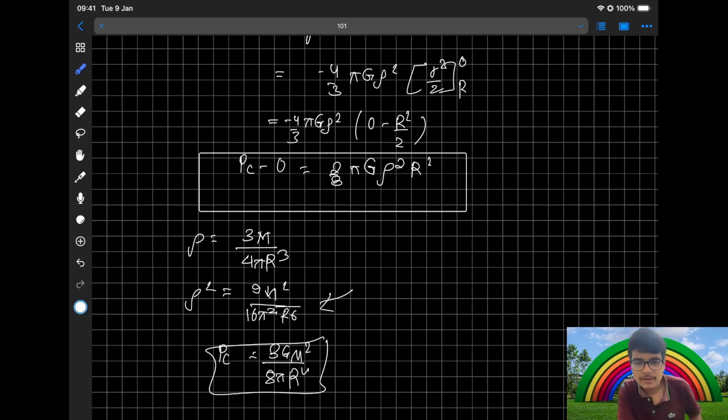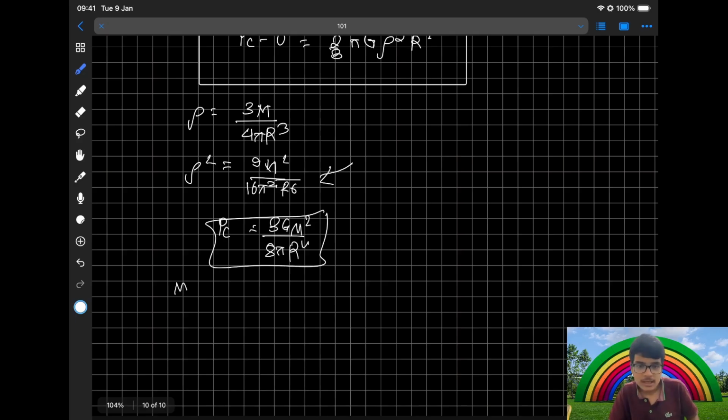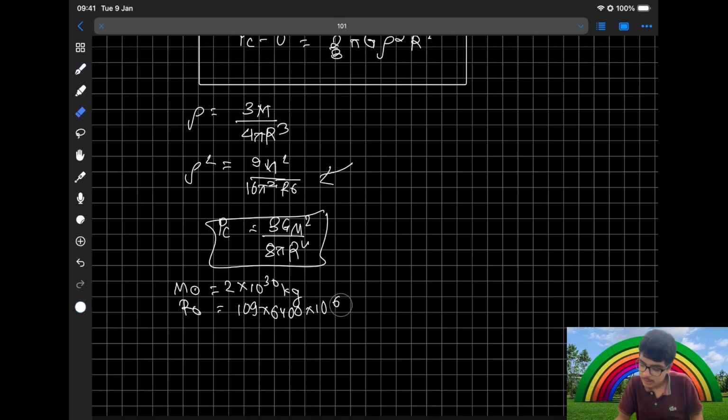So what is the numerical value for the sun? The numerical value of the sun's mass, take it as 10 to the power 30 kg, right? And then the radius is 109 times Earth's. We will just do this, but anyways, we know the exact one. So this will give PC equals 3GM squared divided by 8 pi R to the 4.